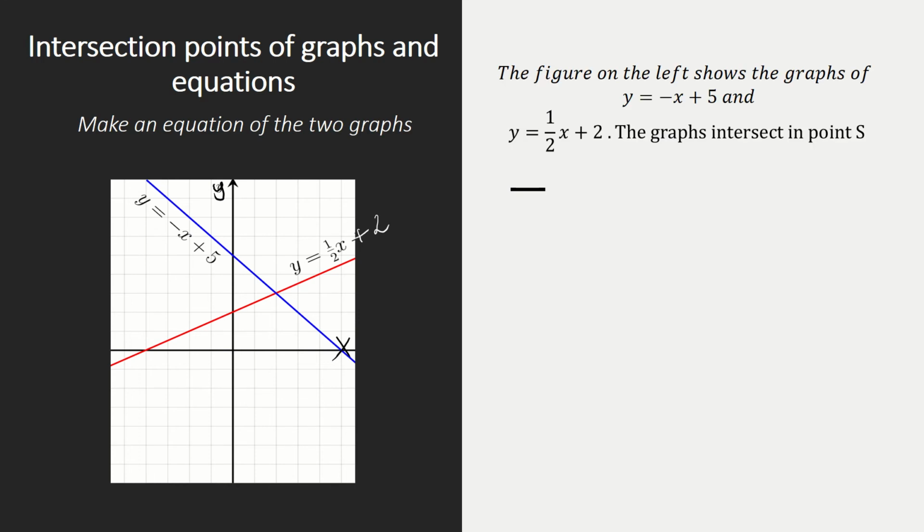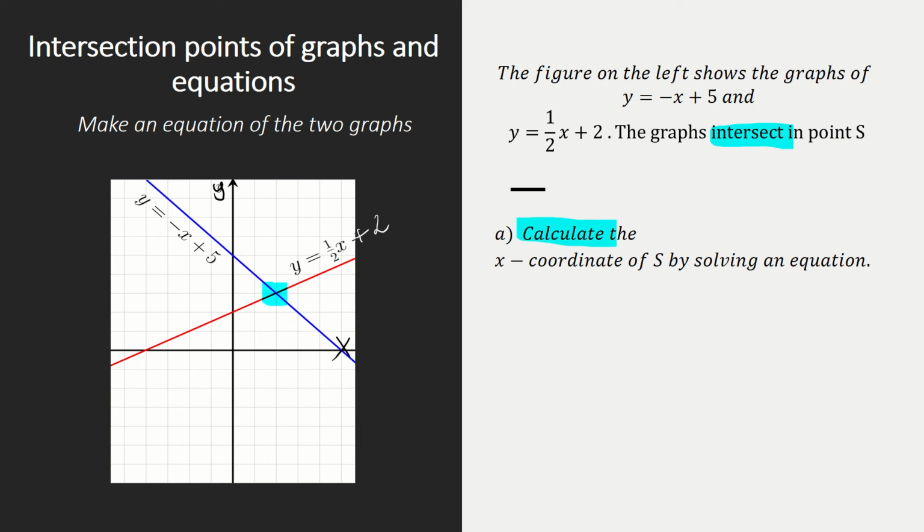So, an example: the figure on the left, so we mean this figure, shows the graphs of y equals minus x plus 5 and y equals a half x plus 2. The graphs intersect in point S. The graphs intersect, so that means that is this spot, and that spot is called point S. Question A could be: calculate the x-coordinate of S by solving an equation.